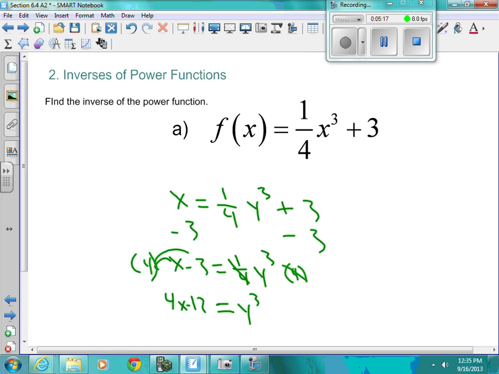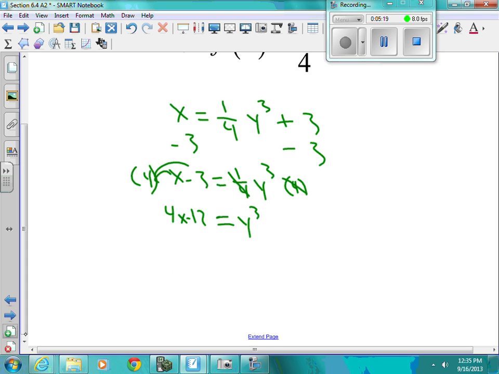How do we get rid of a cube? Well, we cube root both sides, back in chapter 5. So we cube root both sides. We get the inverse of f is the cube root of 4x minus 12.